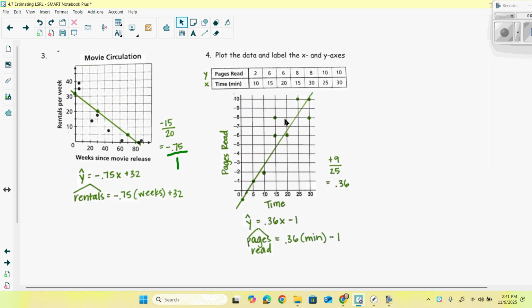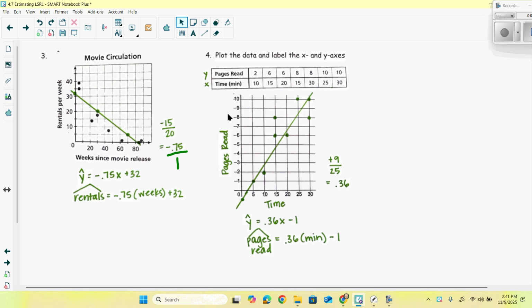Plot the data and label the X and Y axes. Okay, this one, we're looking at pages being read and the time spent doing it. So pay close attention. We should do a pretty good job of telling you what the independent and dependent variables are. Usually the top row would be X and the bottom would be Y. So we need to make sure that you understand what depends on what. The pages that you read depends on how much time you spend reading. So as time spent reading goes up, the number of pages read will also go up. That's a positive correlation, unlike this, which was negative.